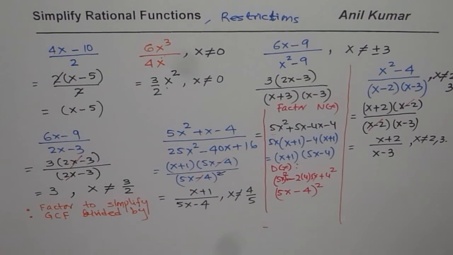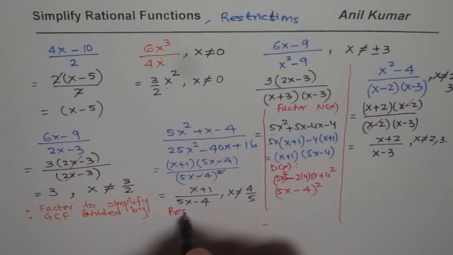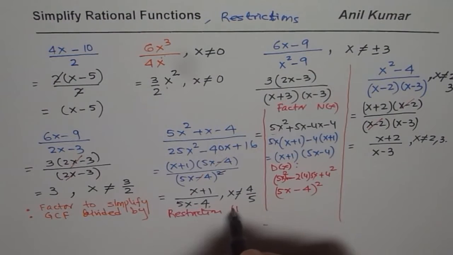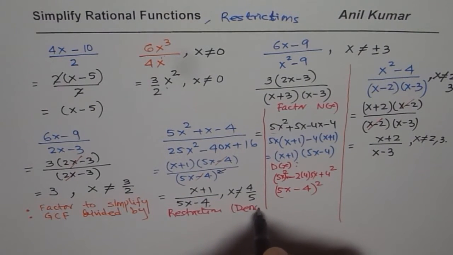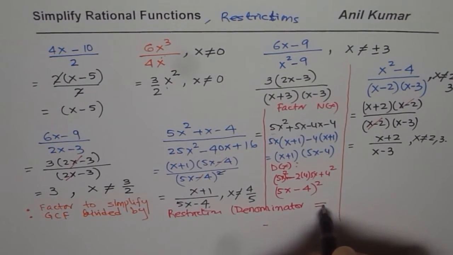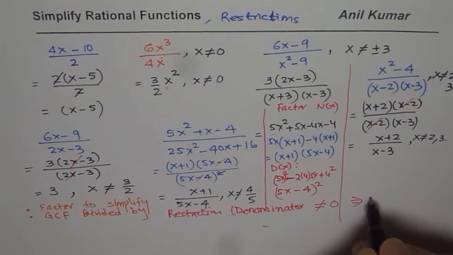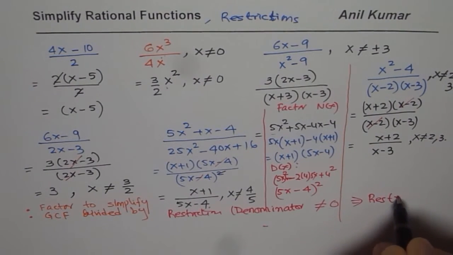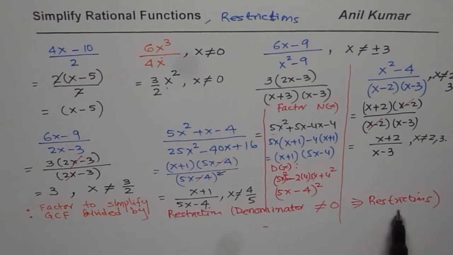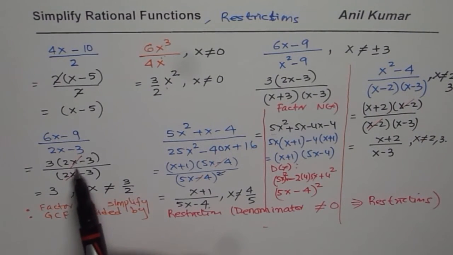And the other thing which we learned is about the restrictions. And for restrictions, as you can see, we have to equate the denominator part. So always the denominator should not be equal to 0, and that leads to restrictions. Okay, so this is how we find restrictions. And remember, restrictions should include the restrictions on the cancelled factors, as you have seen in these examples.